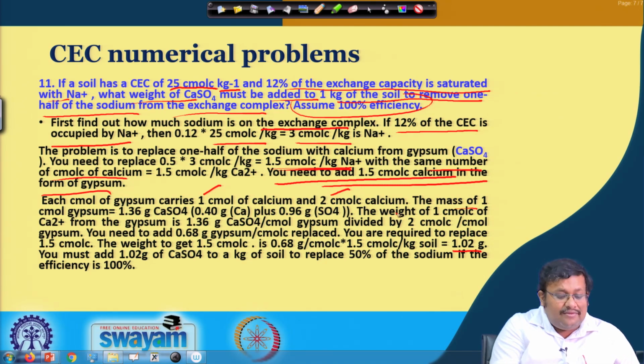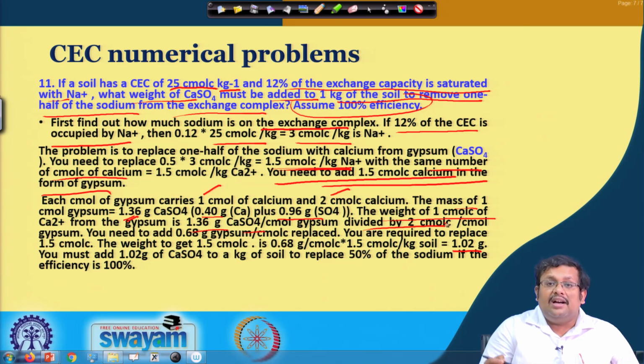We know that the mass of 1 centimole of gypsum is 1.36 grams. So, 1.36 grams contains 0.40 gram of calcium and 0.960 gram of sulphate. The weight of 1 centimole charge of calcium from the gypsum is 1.36 grams calcium sulphate per centimole of gypsum divided by 2 centimole charge, because here calcium has 2 valency. So, we need to add 0.68 gram of gypsum per centimole charge replaced.